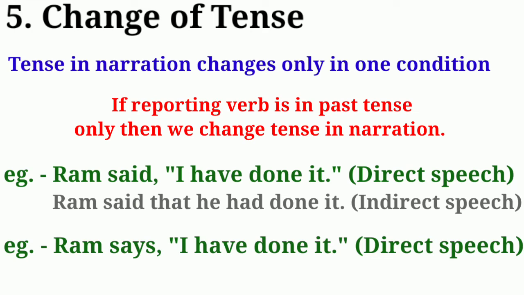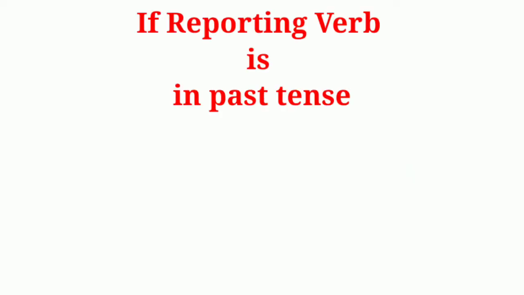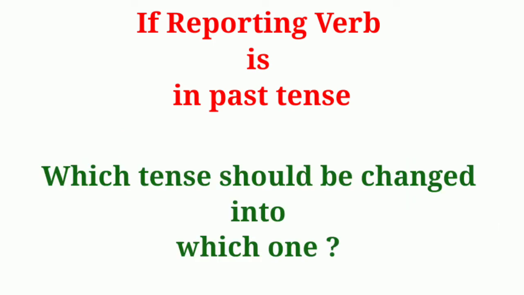And here, Ram says, "I have done it," direct speech. Here says, the reporting verb, is present tense. That is why there is no change in tense while narration. Ram says that he has done it in the indirect speech. In the first example, change of tense has taken place because there is past tense in reporting verb, and in the second example, there is no change of tense. If reporting verb is in past tense, if we fulfill this condition, which tense should be changed into which one? This is a vital question.